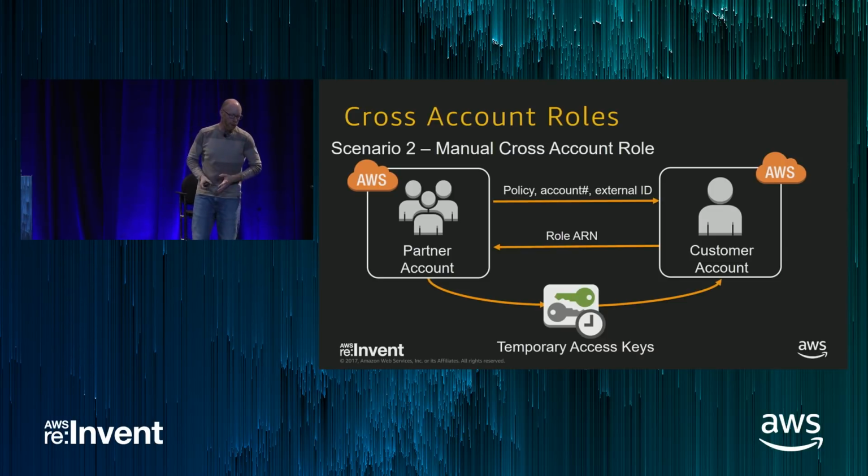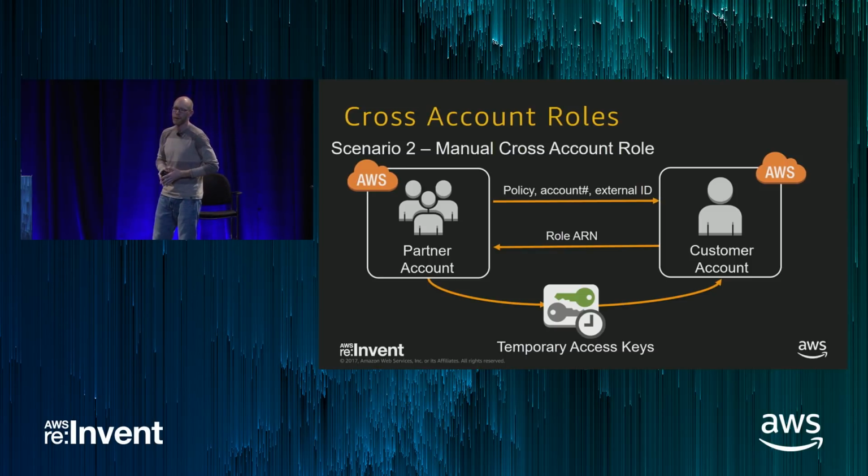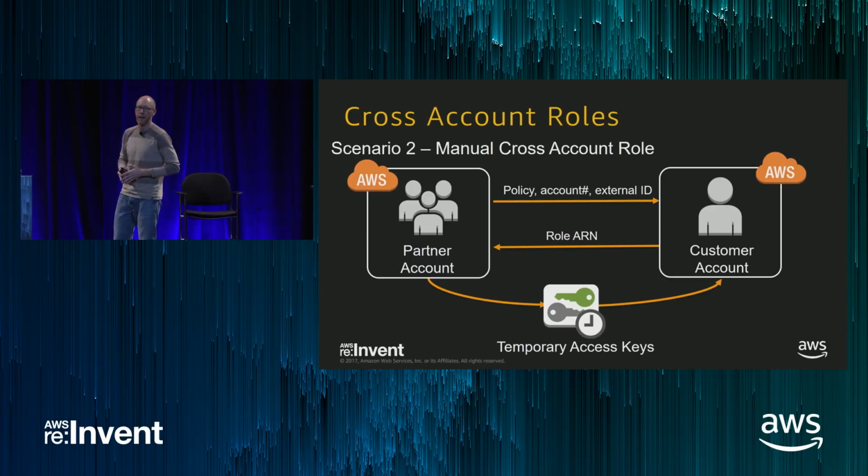So at that point, our partner has the ability to make API calls in our account. They can call the assume role API, passing in the role that I just gave them, as well as the external ID that they gave me to add to the role, and they have temporary access keys given to them. So this is good. This is the way we want it to be. This is a pretty solid thing.